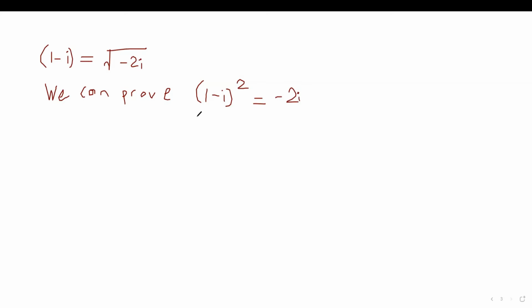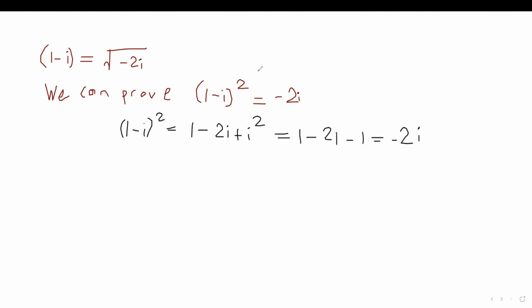So let's work this out. 1 minus i, when you square it, you're going to get first term squared, minus twice the product of the two, plus the second term squared. But i squared is minus 1. So you're going to end up with 1 minus 2i minus 1, which is just minus 2i.